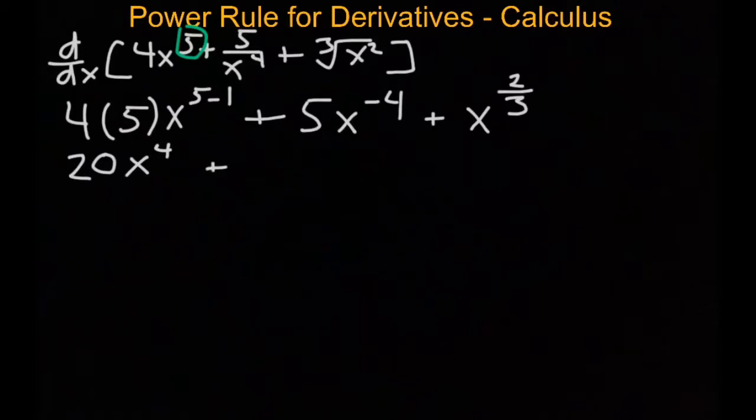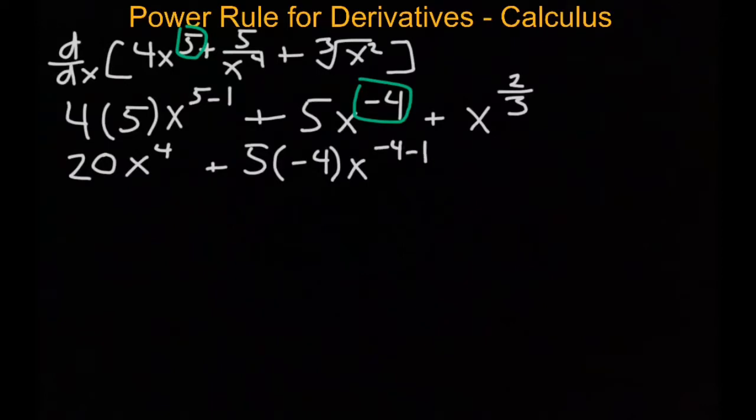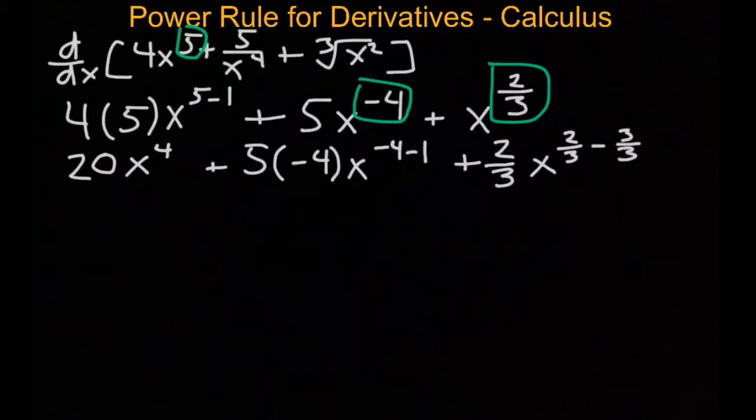So for the fraction one, what we want to do here is identify our n value. Our n value is negative 4. So we'll have 5 times negative 4 times x to the power of negative 4 minus 1. For the radical one, our n value is 2 over 3. So we can write it out as plus 2 over 3 times x to the power of 2 over 3 minus 1, which is the same as 2 over 3 minus 3 over 3.